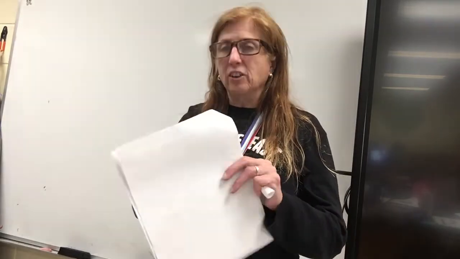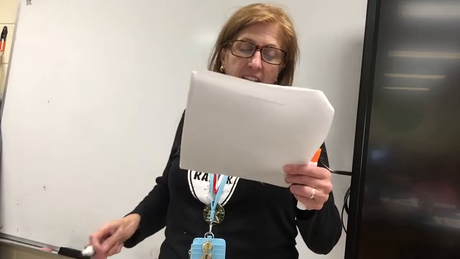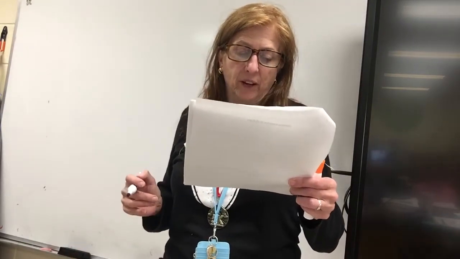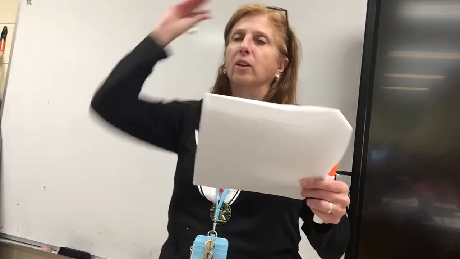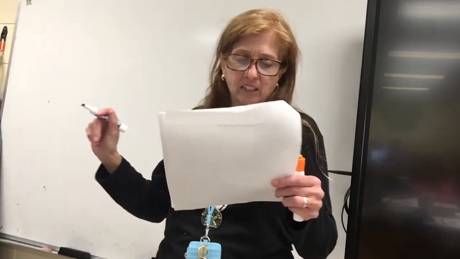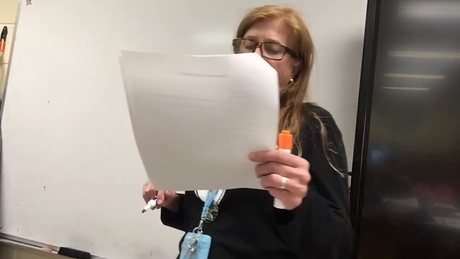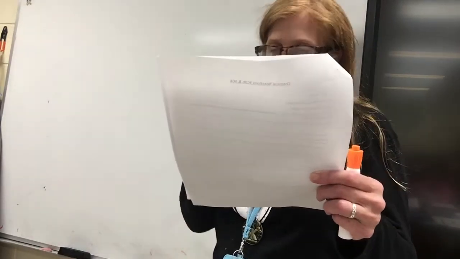Okay, let's do number 2. Methyl salicylate, C8H8O3, is also known as oil of wintergreen. We're going to make that in lab too. It's made in a reaction between methanol and salicylic acid. How many grams of salicylic acid are needed to produce 325 grams of methyl salicylate with plenty of methanol?